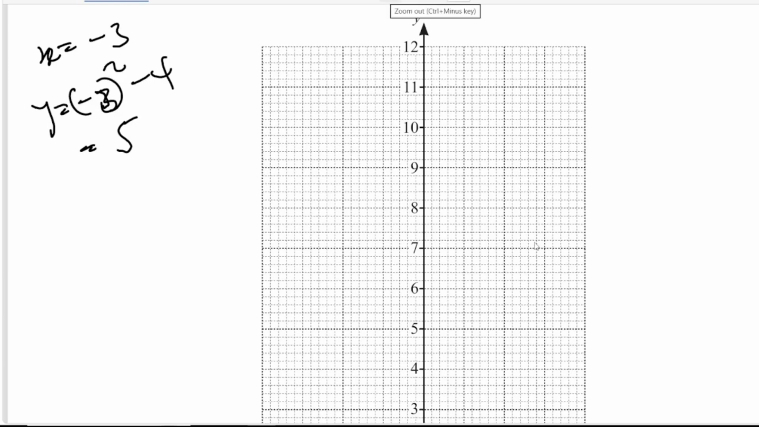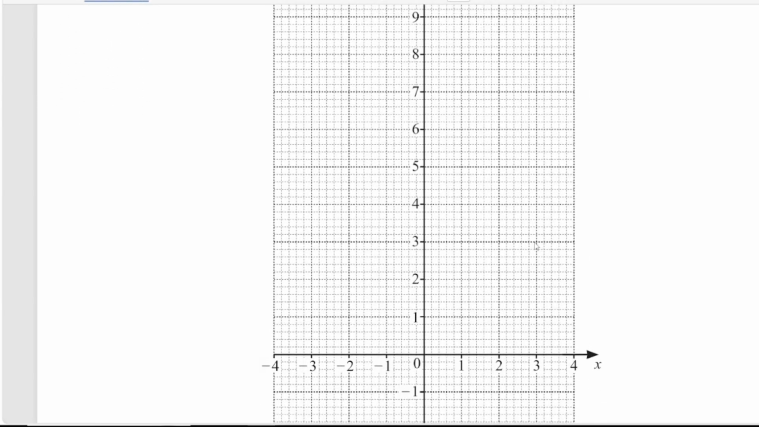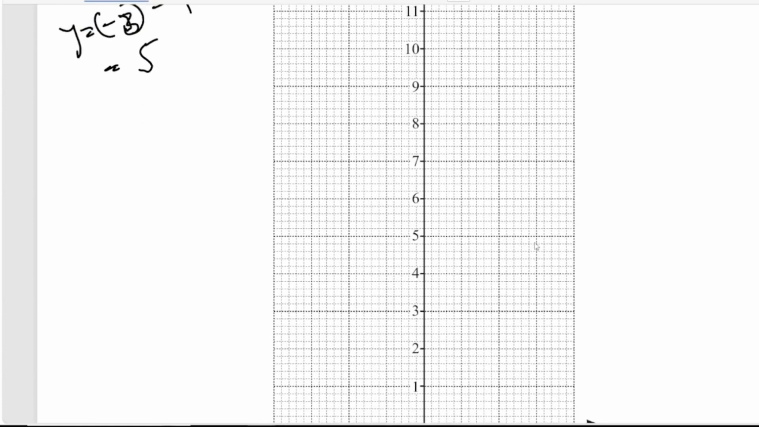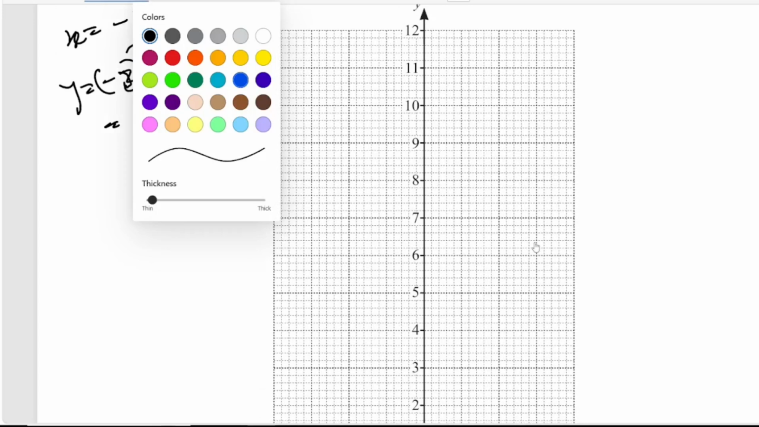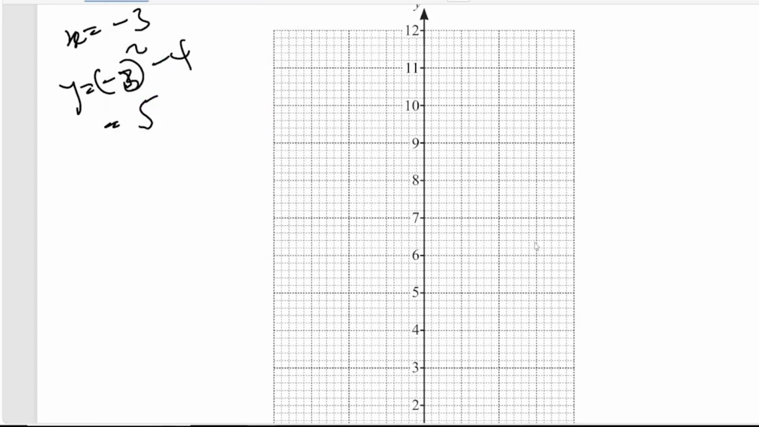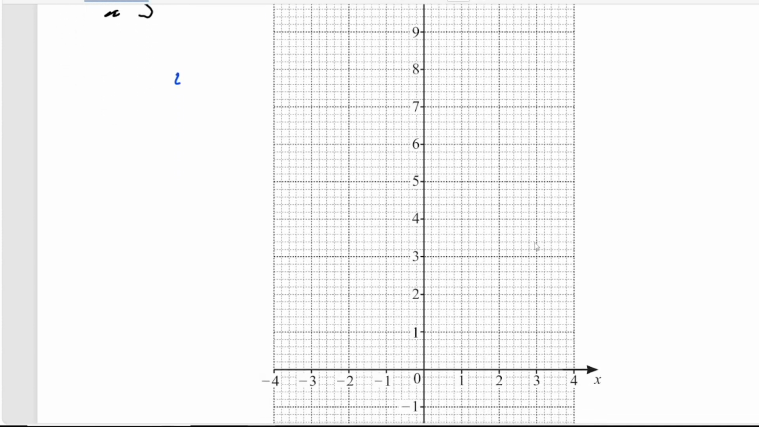The first point is negative 4, 12. So negative 4 is here at this point, and then 12 is up here. So we plot that over here. Let me use a different color. Okay, so negative 4, 12 is here. You can use a dot. Next is negative 3 and 5. That should be here. So negative 3 on the x-axis, 5 on the y-axis.